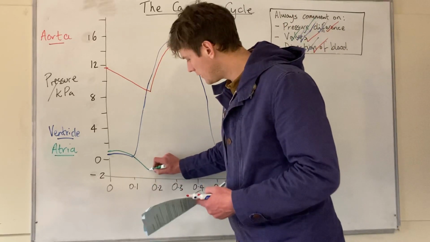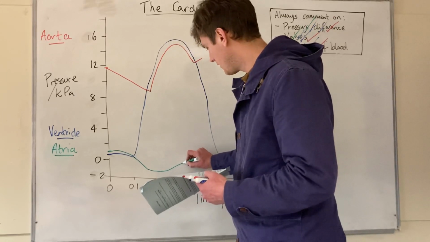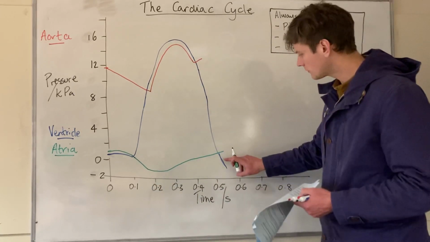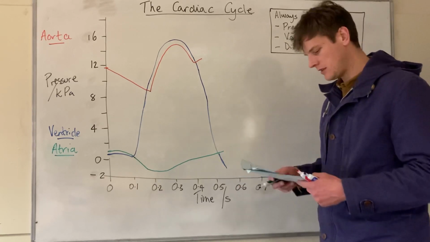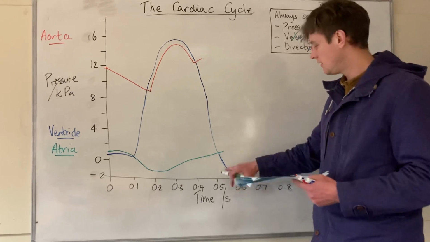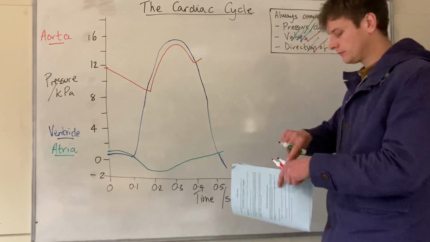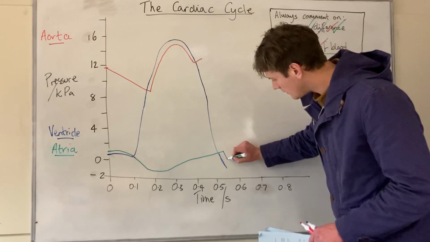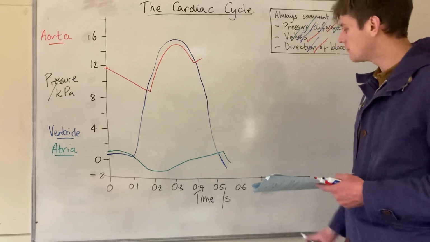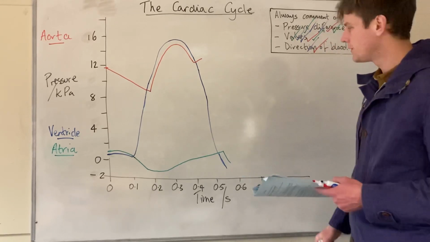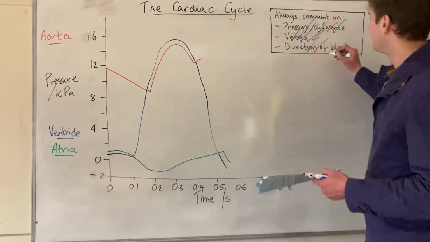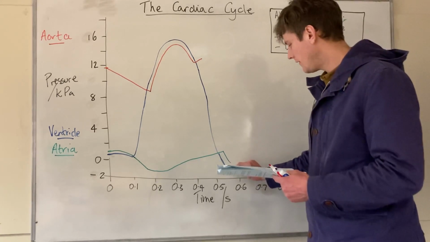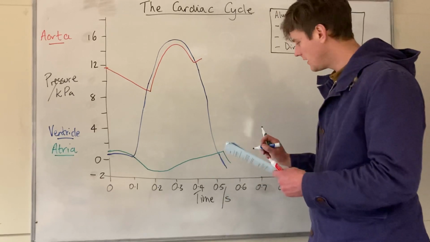Okay, so this is below 0, and then it starts to increase again, and eventually, at about 0.5 seconds, the pressure in the atria is greater than the pressure in the ventricle. So now, there's a comment on the pressure difference. If the pressure in the atria is greater than the pressure in the ventricle, the atrioventricular valves will be open and blood will flow from the atria and into the ventricles. Okay, and then that continues throughout diastole with the pressure.